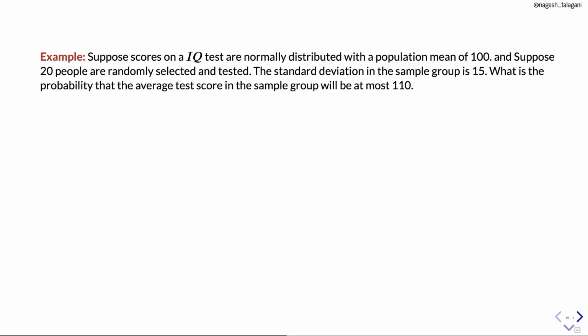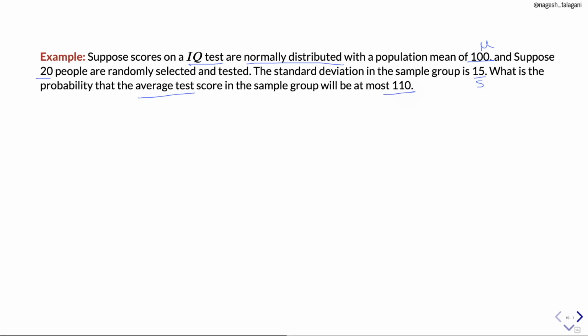Example: suppose scores on an IQ test are normally distributed with a population mean 100, and suppose 20 people are randomly selected and tested. The standard deviation in the sample group is 15. That is, sample standard deviation is 15. What is the probability that the average test score in the sample group will be at most 110?